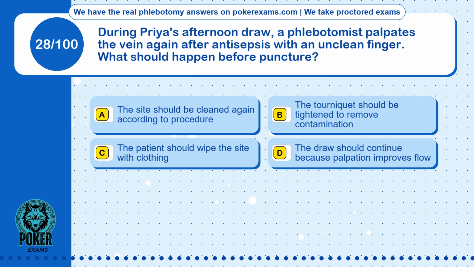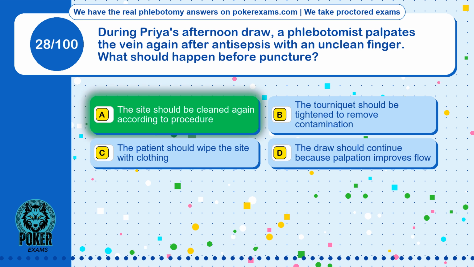Question 28. During Priya's afternoon draw, a phlebotomist palpates the vein again after antisepsis with an unclean finger. What should happen before puncture? Option A: the site should be cleaned again according to procedure. Option B: the tourniquet should be tightened to remove contamination. Option C: the patient should wipe the site with clothing. Option D: the draw should continue because palpation improves flow.